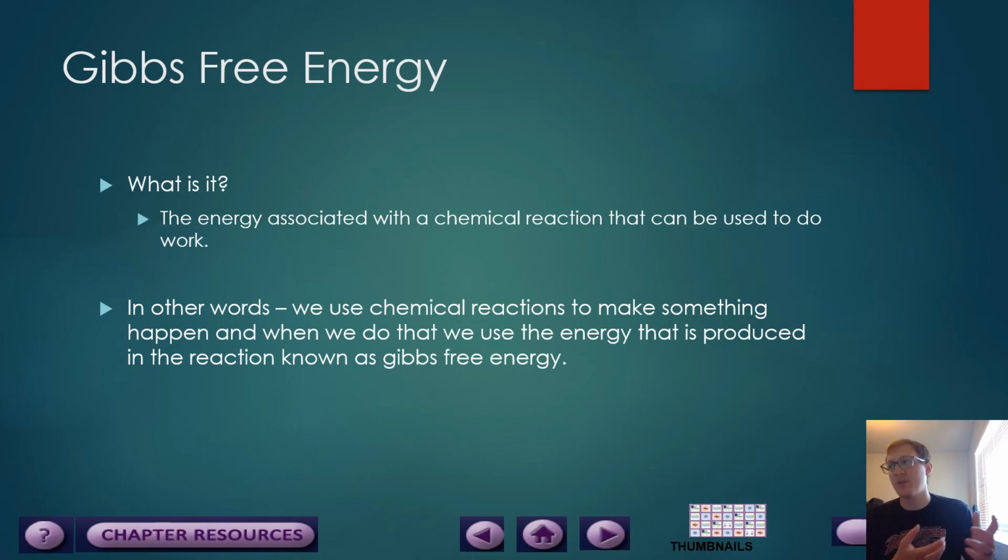whether it's pushing something or pulling something, or if you even think about our energy, how we use electrical energy to do work, that sort of thing. In other words, we use chemical reactions to make something happen, and when we do that, we use the energy that is produced in the reaction, known as Gibbs free energy.